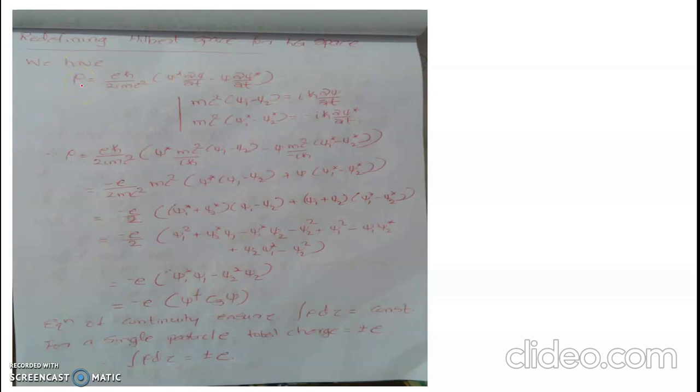For that, consider the charge density of the Klein-Gordon system, ρ = eħ/(2imc²) (ψ* ∂ψ/∂t − ψ ∂ψ*/∂t). We have seen that iħ ∂ψ/∂t = mc²(ψ1 − ψ2). So we can take ∂ψ/∂t = (mc²/iħ)(ψ1 − ψ2). Take the complex conjugate of this equation, we obtain mc²(ψ1* − ψ2*) = −iħ ∂ψ*/∂t. We substitute ∂ψ/∂t and ∂ψ*/∂t in this equation.